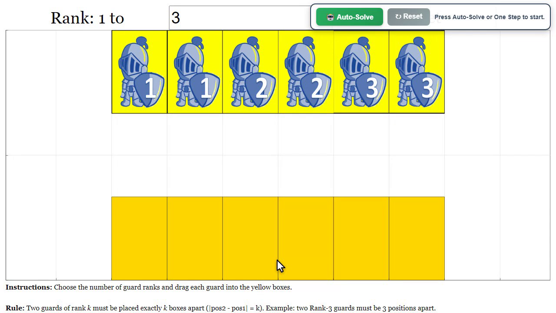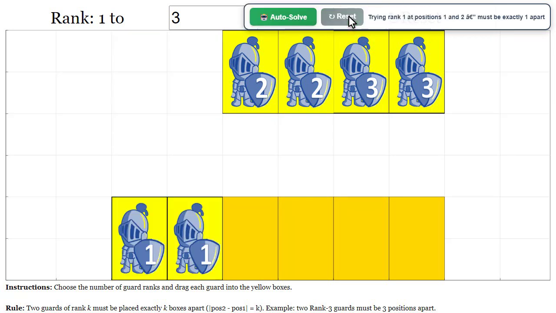Let's start with n equals 3. 3 pairs of guards, 6 boxes. I'll click Auto Solve. Watch the color coding. Green boxes are being tested right now. Blue boxes are confirmed placements on the current path, and pink means the computer just backtracked. It gave up on that choice.